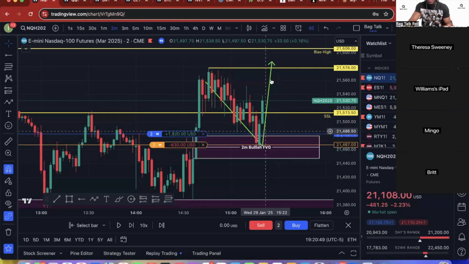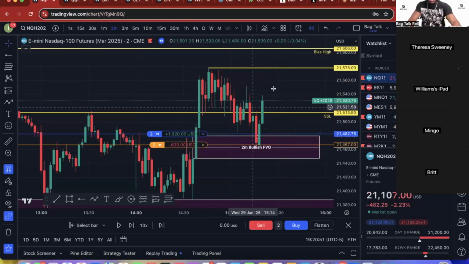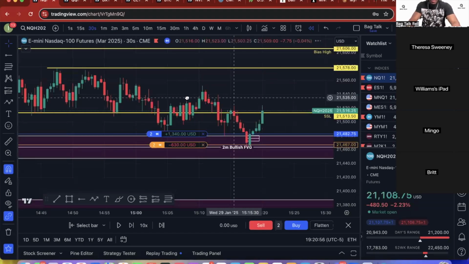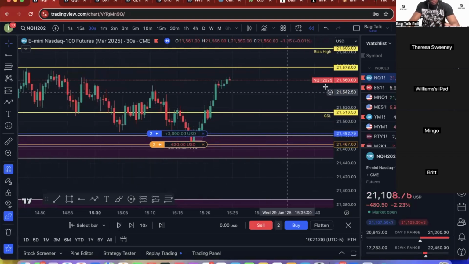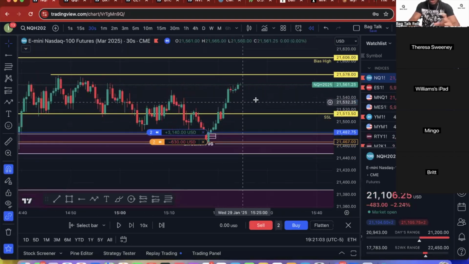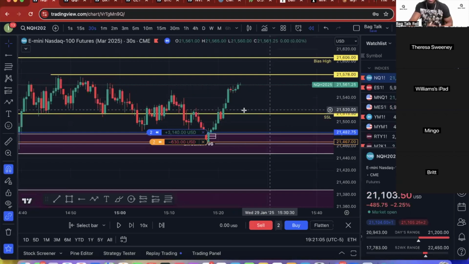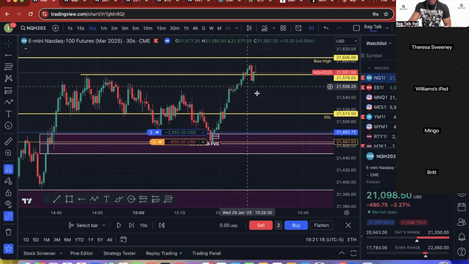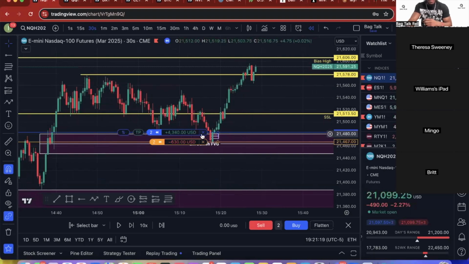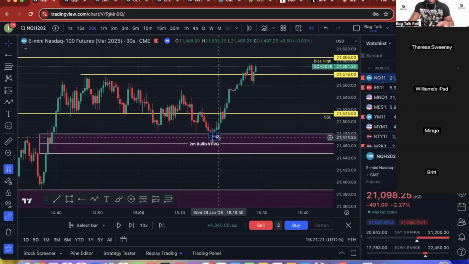Easy 100-point move. And shout out Julian for this play. This is a great play that he took right here. By the way, I was in cash the whole time. I didn't take this play. I didn't take one trade during FOMC because I didn't see anything that I was in love with. This play is cool, but sometimes you gotta be cool. I already made money that morning, and I was just chilling. But this was a solid play that he took. Price just goes straight to the target. Now you can take profits if you want.